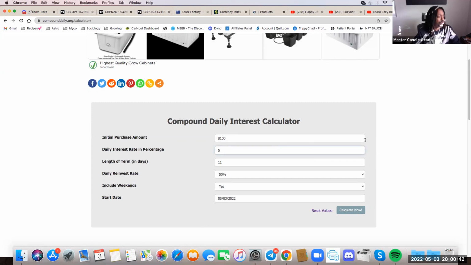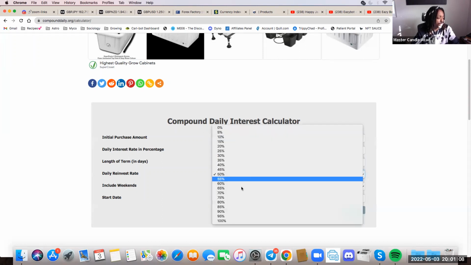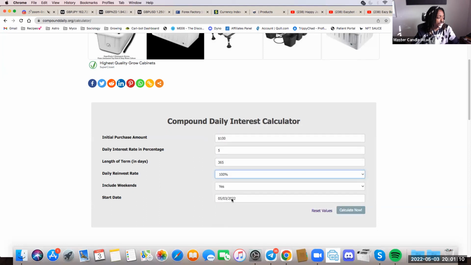5%, right? We just want to make 5%. How long? We want to say 30 days. We'll say a year, because let's just say we put this money into this bot and let it go for a year, 365 days. We're going to include the weekends. My daily invest rate is 100% because I'm not withdrawing until the end of the year. I'm just trying to show you visually what numbers do.